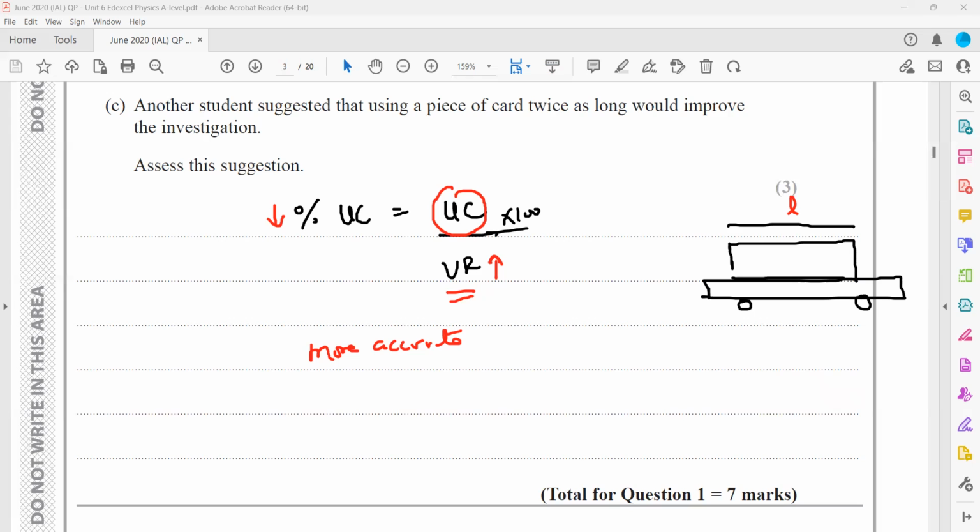Is this one clear? That is how the percentage uncertainty is reduced.